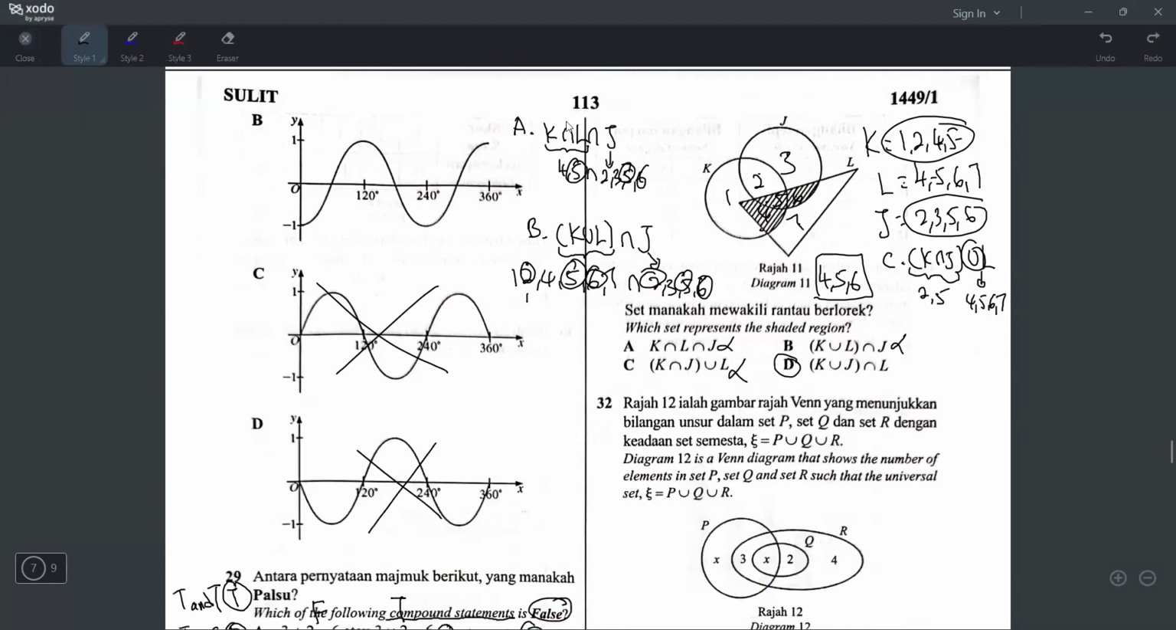And you realize that the 4, 5, 6 match with the shaded region in the diagram. Dalam diagram pun dia punya kawasan lorek dekat 4, 5, 6, right? So D is the answer. Okay, sudah siap.